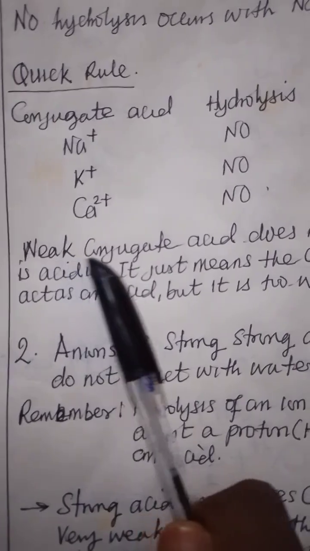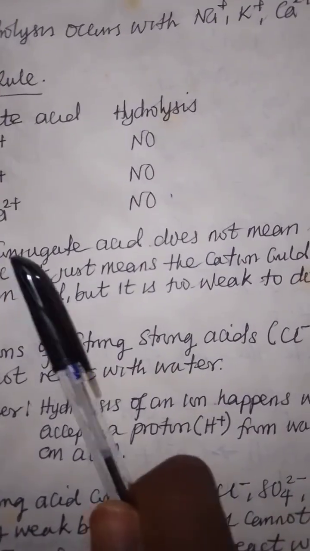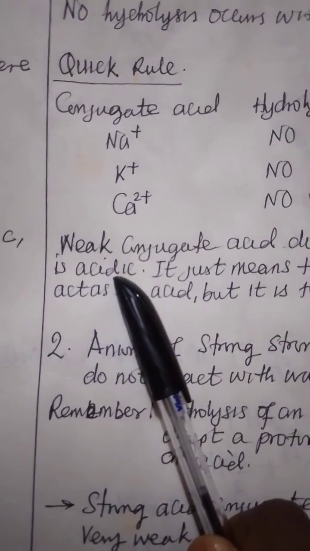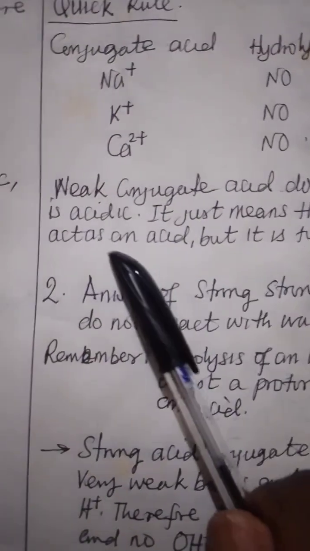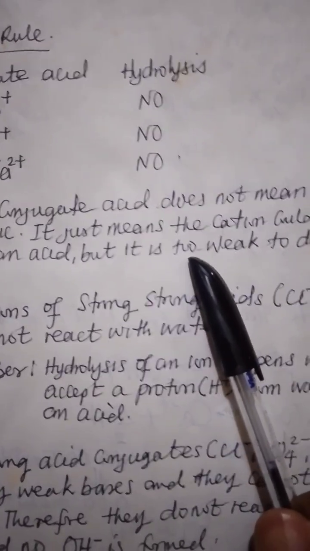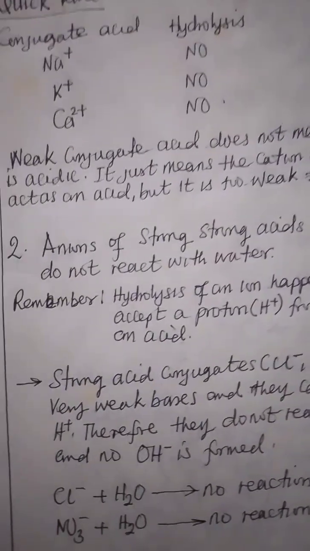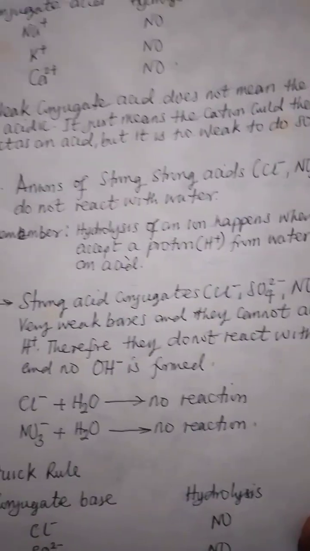So weak conjugate acids: a weak conjugate acid does not mean the solution is acidic. It just means the cation could theoretically act as an acid, but it is too weak to do so. You will need to follow closely and listen properly for you to understand the technical terms used here.